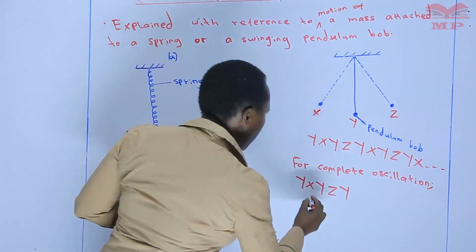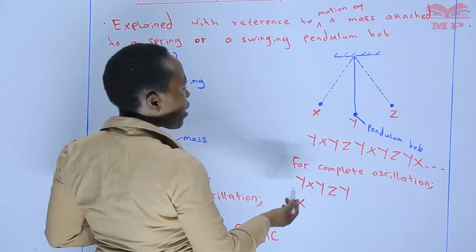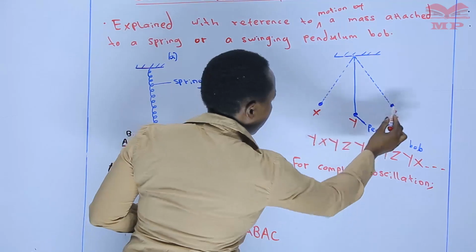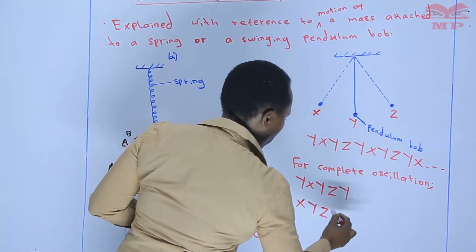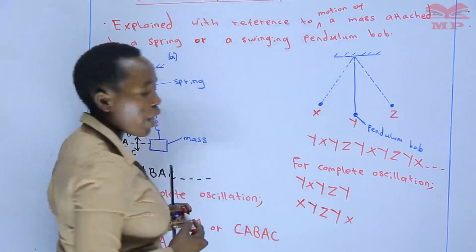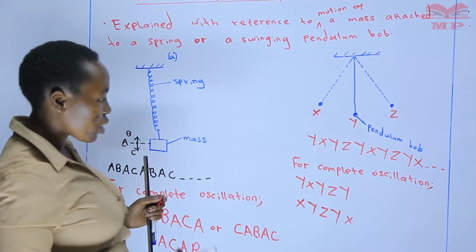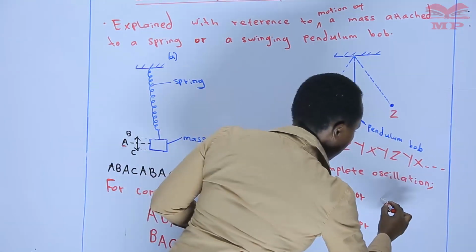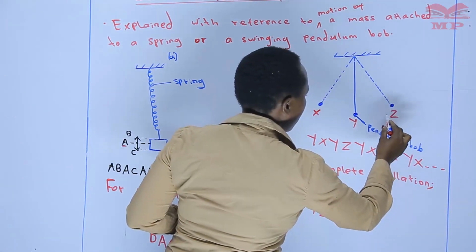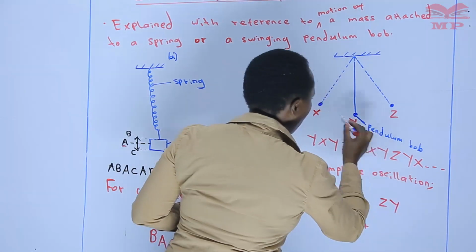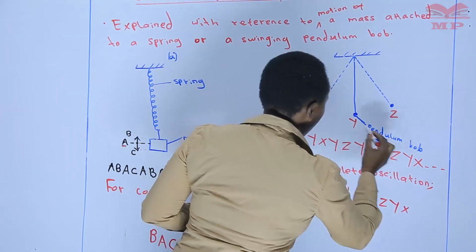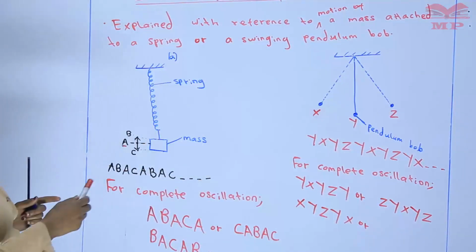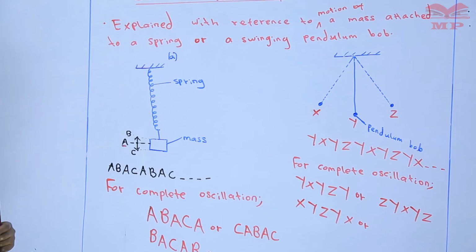Then if we are starting from X, because we can start from any point, if it is from X, moving to Y, then to Z, then through Y again, and back to X. That is another complete oscillation. Or if we are starting from Z, it's going to move from Z to Y, then from Y to X, from X to Y, and finally back to Z. So we'll say that that is a complete oscillation.